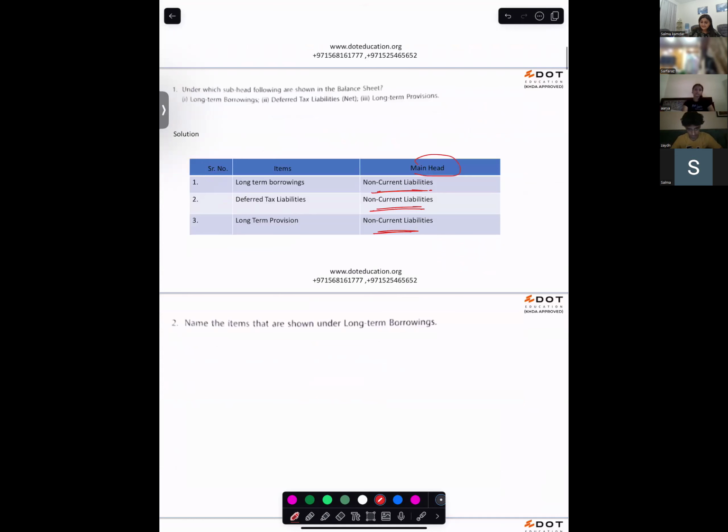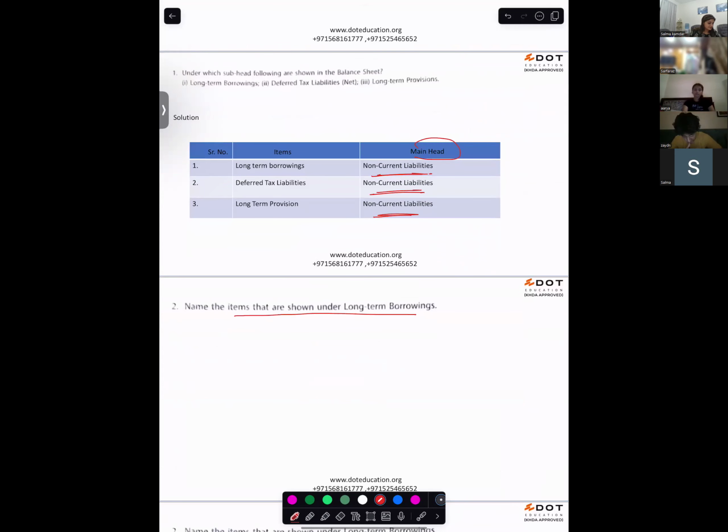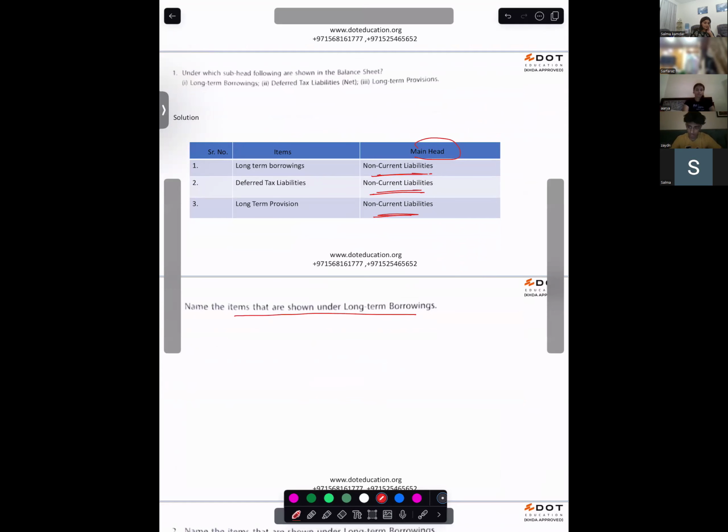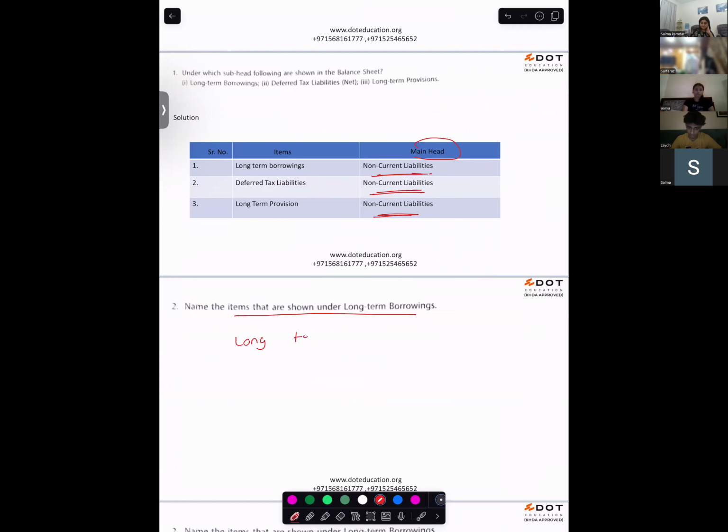Come on. Name items that are shown under long-term borrowings. What could be shown under long-term borrowings? Long-term loans, okay. What else could be shown in long-term borrowings? Tell me, long-term borrowings is the main head or subhead? Subhead. Main head is what? Non-current liabilities. Okay. So this is the subhead. So under this subhead, what are the items that will come under long-term borrowings?